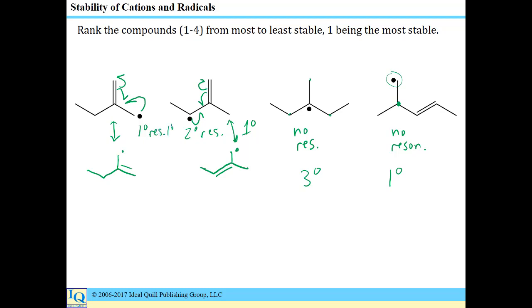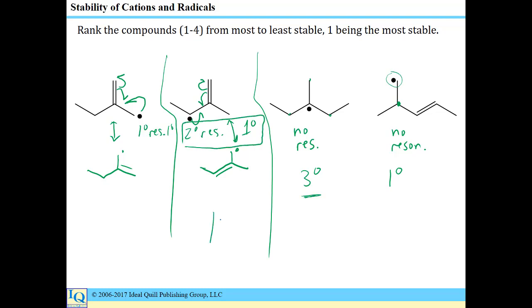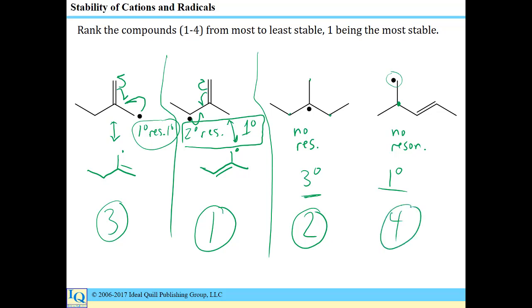So now we need to rank these. Well, in the primer we learned that resonance is much more stabilizing for radicals than it is for carbocations. So secondary with resonance, even to primary, is going to be more stable than tertiary. This is our most stable species. The next most stable would be the tertiary. Primary with resonance would be the next most stable. Primary without resonance is going to be our least stable.